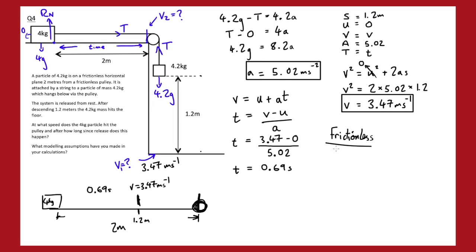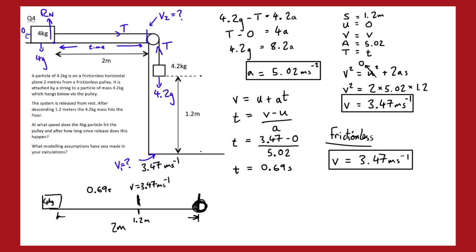And we've also assumed there's no air resistance. So that means that the velocity it hits the pulley at is the same as it was at 1.2 meters. So the velocity is going to equal 3.47. It's not going to slow down, because there's nothing stopping it. There's nothing making it slower. So it's going to stay at the same speed, and that's going to be the same speed as it hits the pulley.